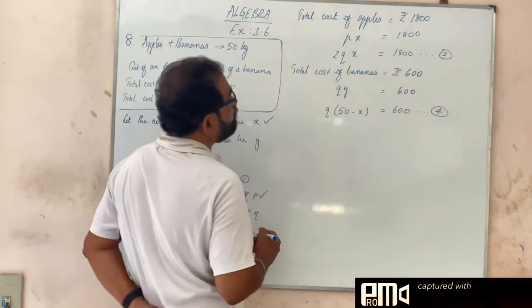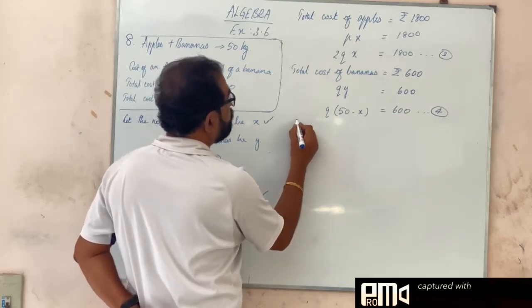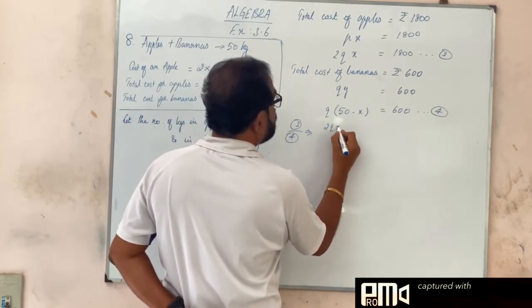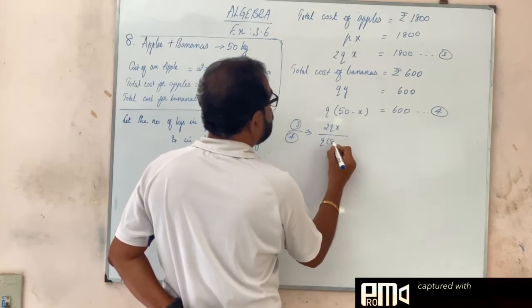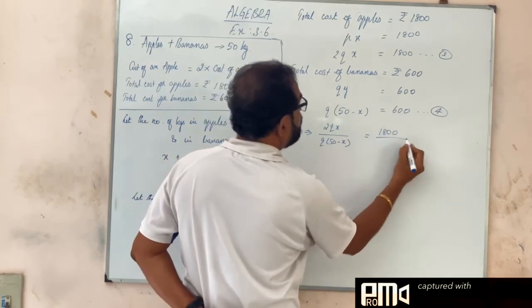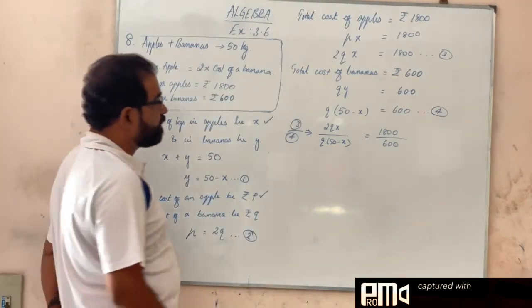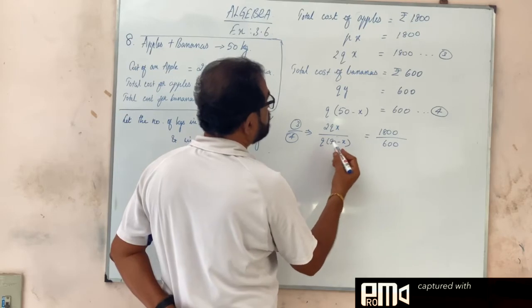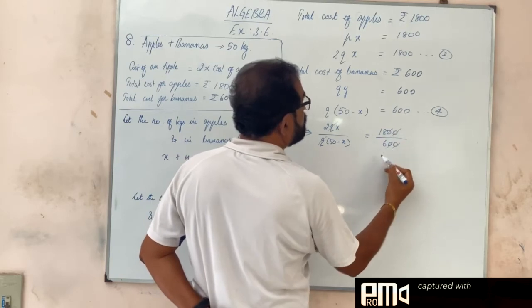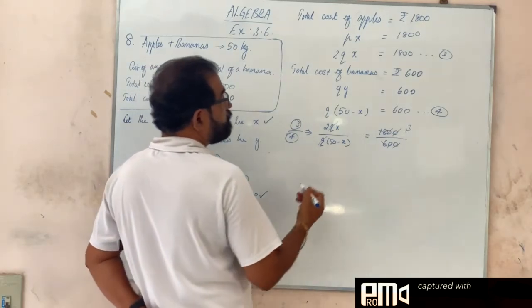Now what I am going to do is divide equation 3 by 4. So it gives 2qx divided by q into 50 minus x is equal to 1800 divided by 600. This q and q we can cancel. Then the 2 zeros cancel, and 6 and 18 we cancel 3 times, so here 1 time.